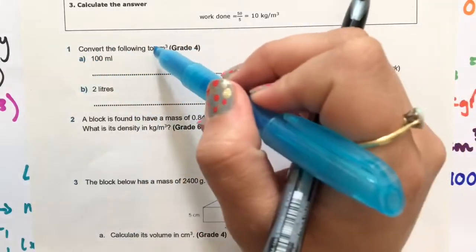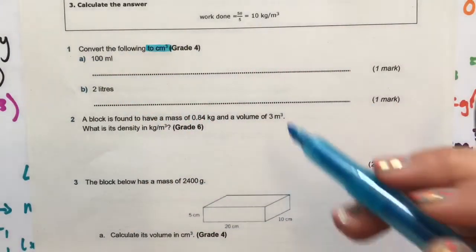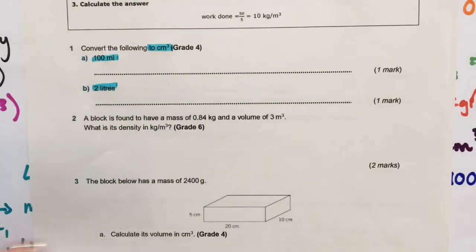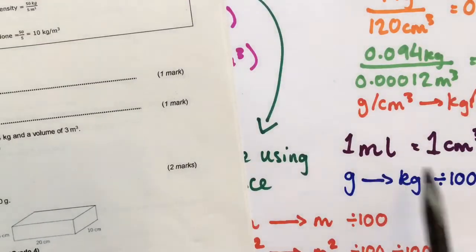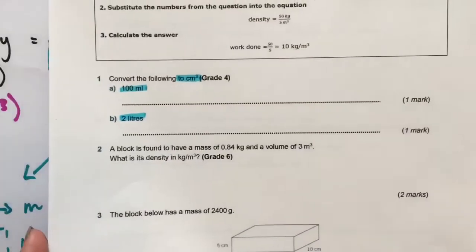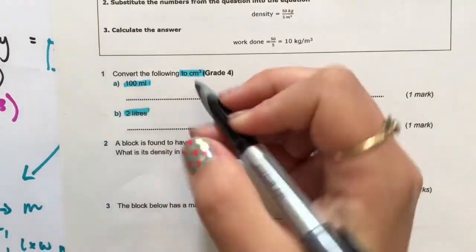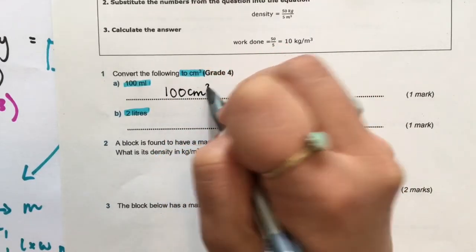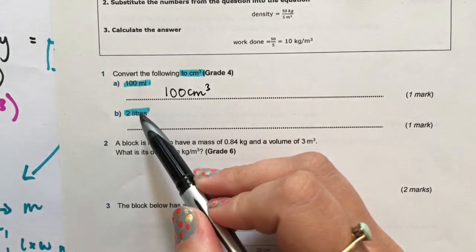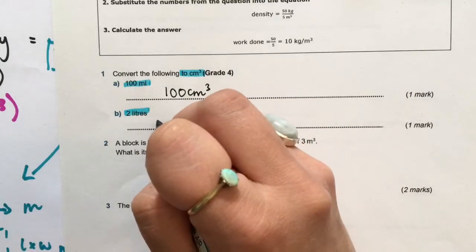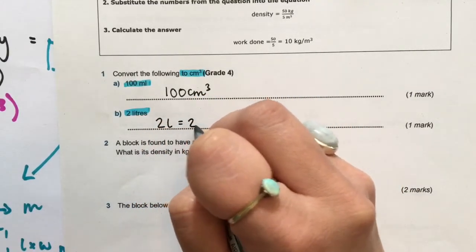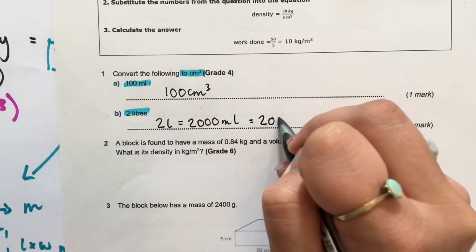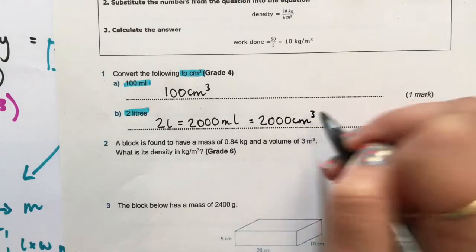Convert the following to centimetres cubed. So we've got 100 millilitres and 2 litres. When we went through the notes, we had 1 millilitre is 1 centimetre cubed. So this should be fairly straightforward. If we've got 100 millilitres, then that is 100 centimetres cubed. 2 litres takes another step, because if we've got 2 litres, that is 2,000 millilitres, which will be 2,000 centimetres cubed.